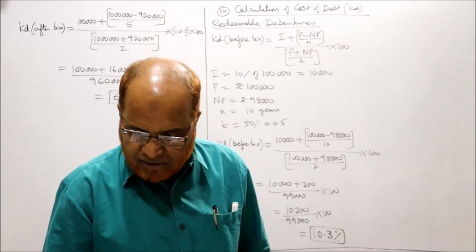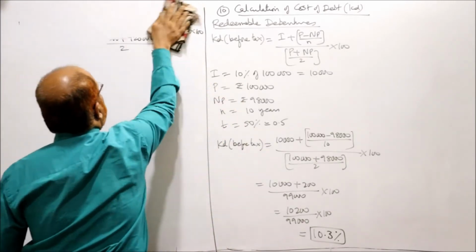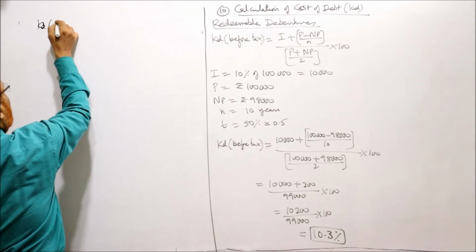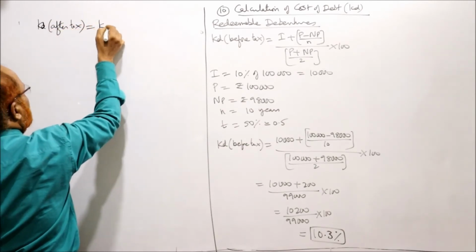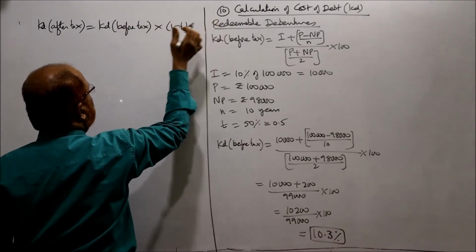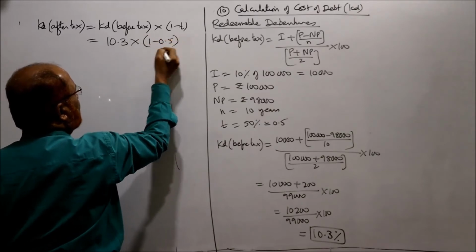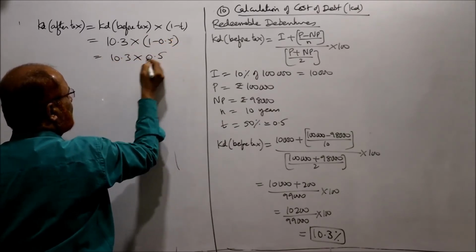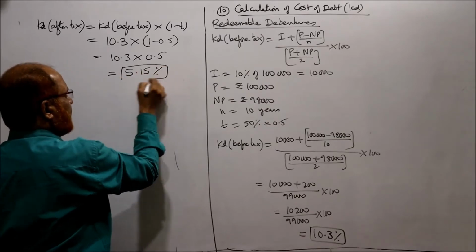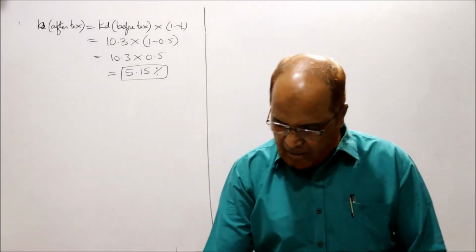We have to calculate KD after tax also. So KD after tax is equal to KD before tax into 1 minus T. KD before tax we got 10.3. 1 minus 0.5. 10.3 into 0.5 is 5.15. This is the KD after tax. Now, see the 11th problem.